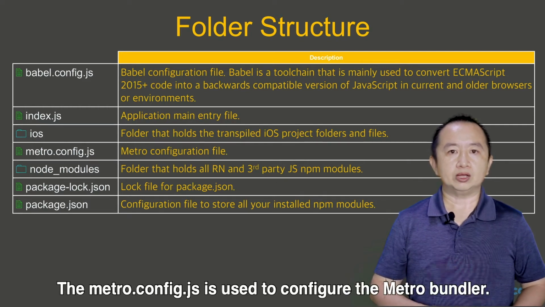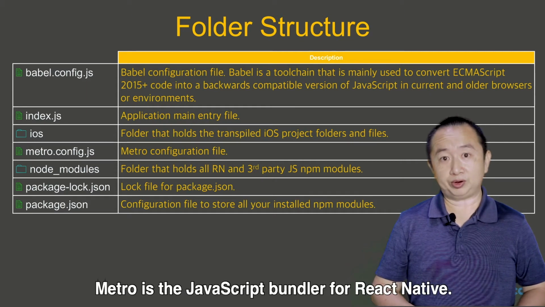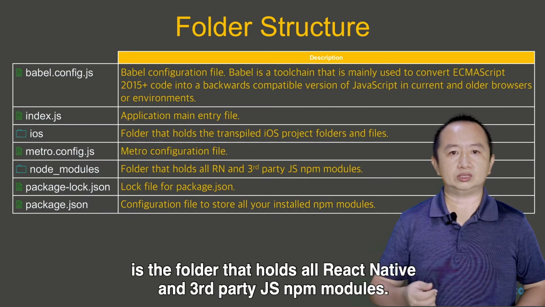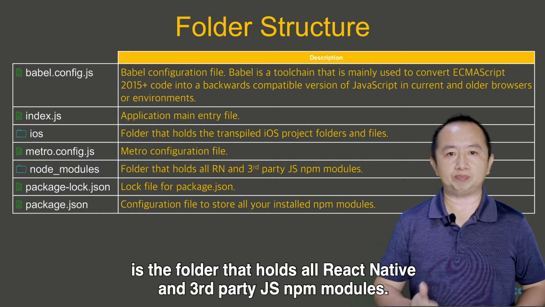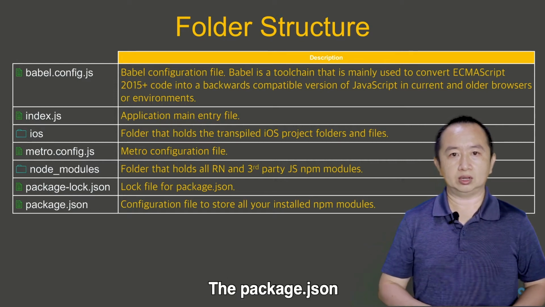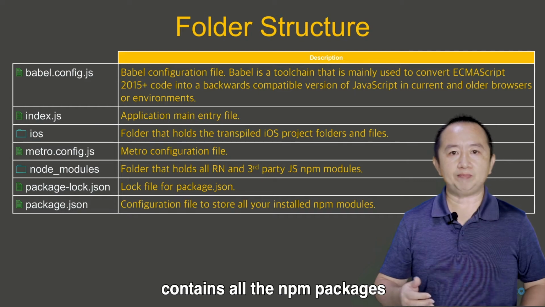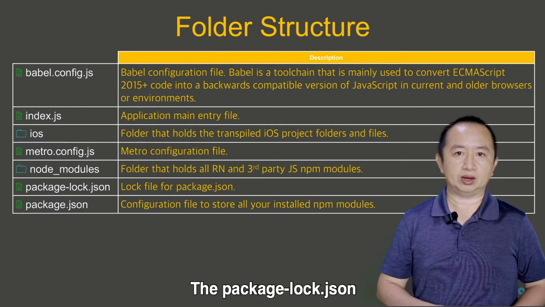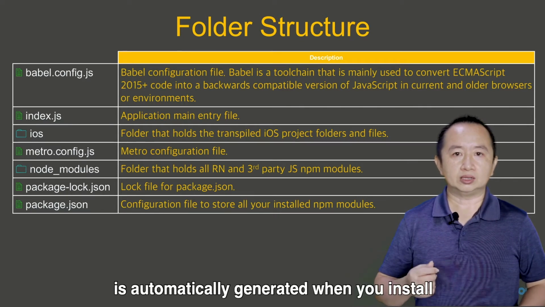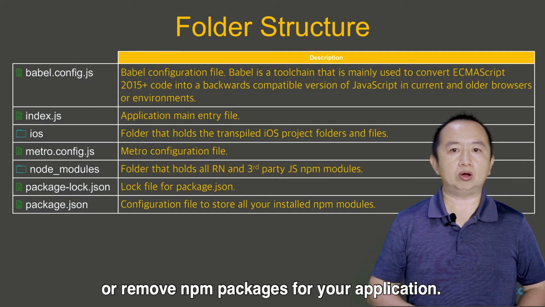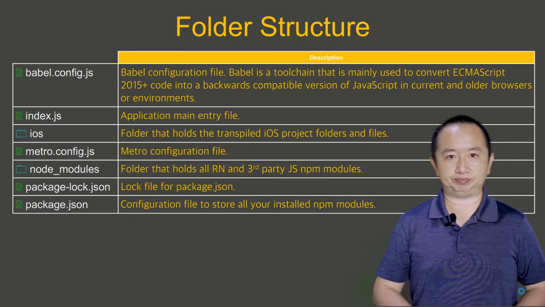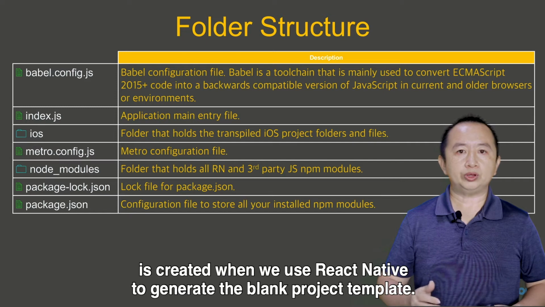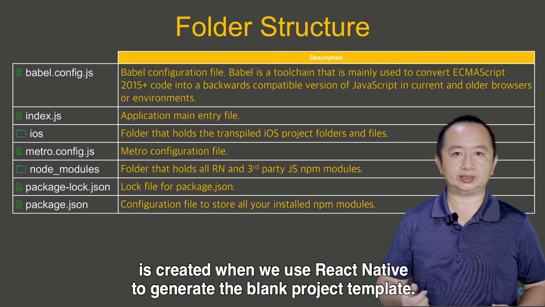The Metro config is used to configure the Metro bundler. Metro is a JavaScript bundler for React Native. The node_modules folder holds all React Native and third-party JS npm modules. The package.json contains all the npm packages and their versions we have installed for our application. The package-lock.json is automatically generated when we install or remove npm packages for our application. The above structure is created when we use React Native to generate the blank project template.